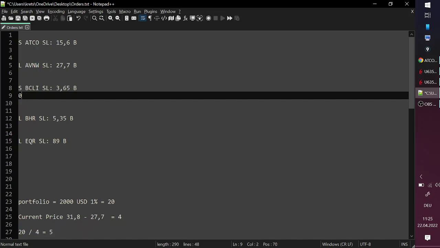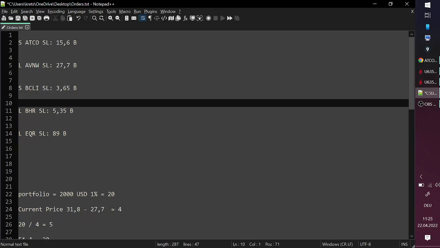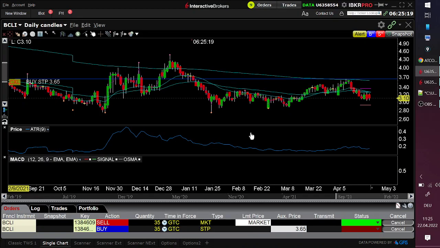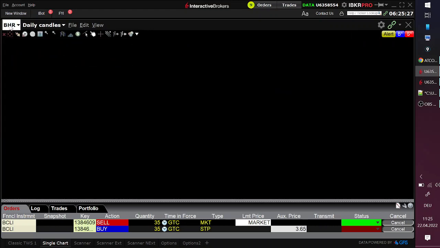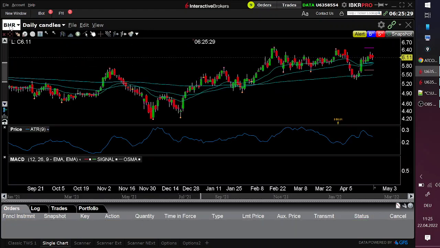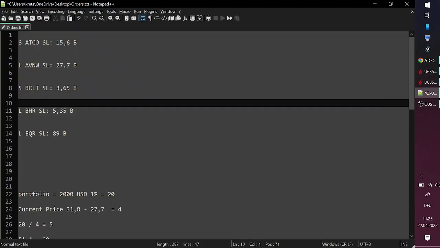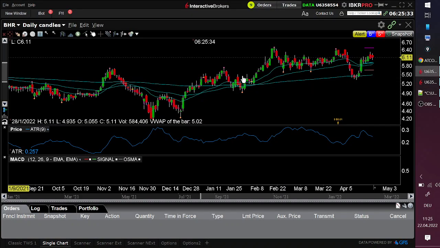Let's go through two more, and that would be enough then, I hope. So we have another long example here with the BHR. Boom. And now 5.35 is our stop loss.